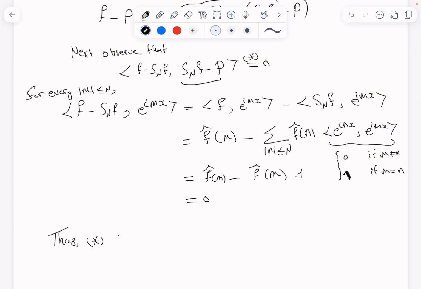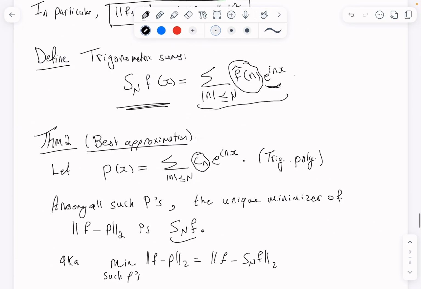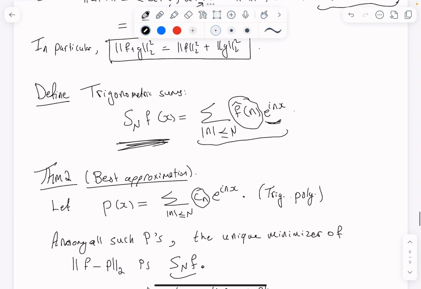Thus, star follows since S_n f minus p, say of x, is basically the sum of f hat of n minus c_n, times e to the i n x, for n less than or equal to N. So this is by definition of S_n and p.